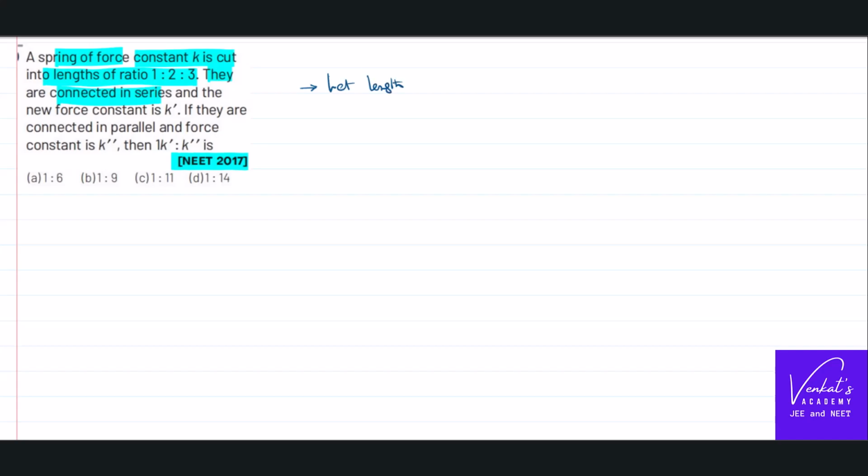Let the length of that spring equal L. Now it is divided into three parts with ratio 1:2:3. That means L1 is part of the total length. If there are 1 plus 2 plus 3, that is 6 parts in total. One part is there in the first spring, so L1 is L by 6.